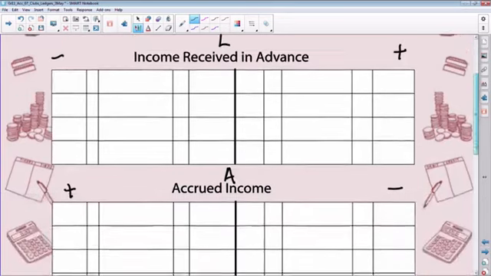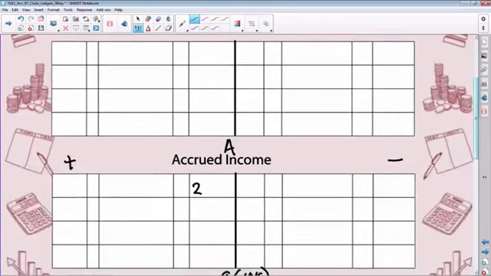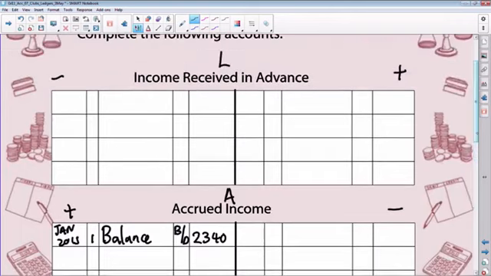Right, so accrued income, 2,340 is my opening balance, what was outstanding last year. So my balance brought down on the 1st of January 2015. Okay, right, let's bring the opening balance down for the next account and then we'll look at taking another break.